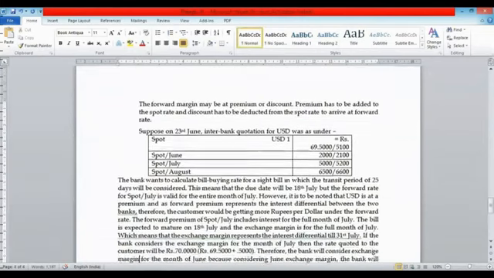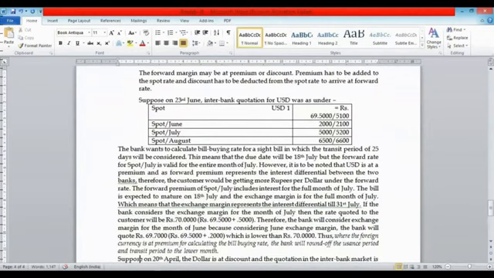See, what is written? The forward margin may be at premium or discount. Just now we have said premium has to be added to the spot rate and discount has to be deducted from the spot rate to arrive at the forward rate. This we are already aware. This I have discussed in your last lecture. Now, one example I have taken for the explanation. Very seriously, you should read this example.